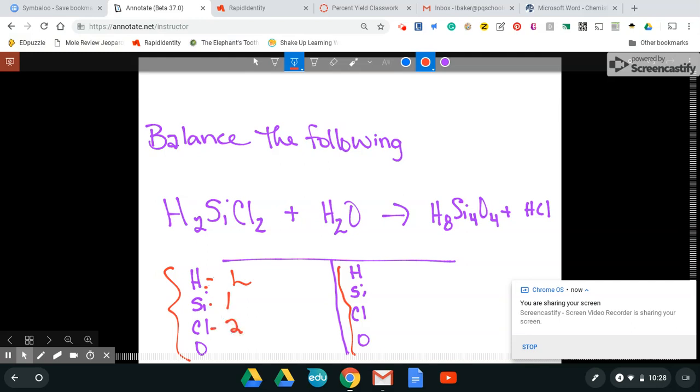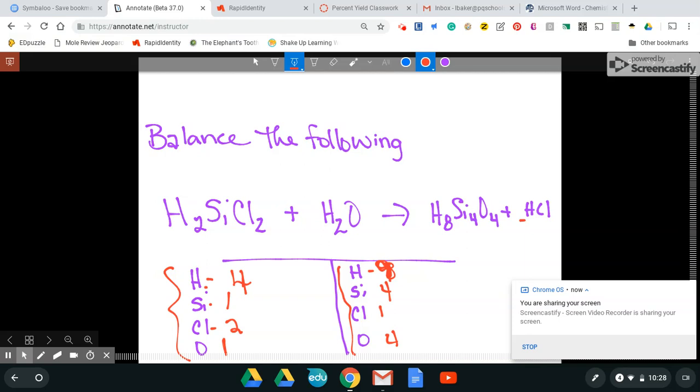Oops, I forgot there's 4 of these. And then you've got 1 oxygen. On this side, you've got 8, 4, 4. Oops, there's 9 hydrogen. Sorry, I left out that one. And 1 Cl. So what you want to start doing is looking at how you can balance these.